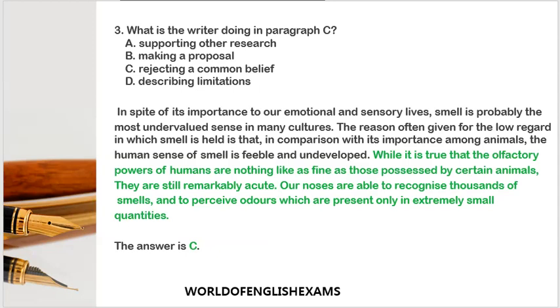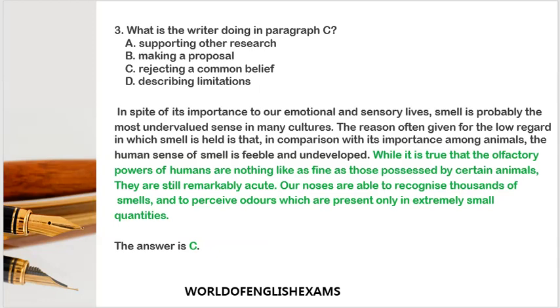Okay, so what is the writer doing in paragraph C? Again, here they are hinting us that we need to look at paragraph C. Now, what is the writer doing? Supporting other research. Okay, is he supporting any other experiment or research? Okay, then making a proposal. Is he or she making a proposal? Okay, or rejecting a common belief, which means that commonly there is a notion or a sort of misconception, and the writer is not agreeing with that. So he's not in accordance with that, he's rejecting that. Then maybe describing the limitations, setbacks, drawbacks, disadvantages kind of thing.